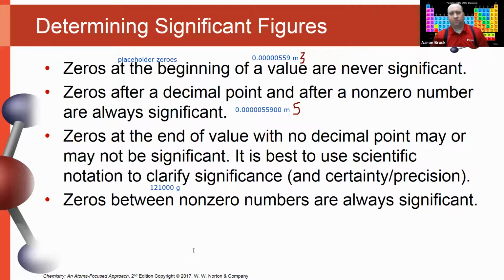Well, it's really difficult to know whether or not those are significant or not. Our general rule of thumb is that if we don't see a decimal point, zeros like these would be placeholder zeros as well. It would not be significant. We would say that this particular measured value had 3 significant figures, just these 3 right here. 1, 2, 3. Problem is that's not always the case. Sometimes those zeros are significant, sometimes they are not.